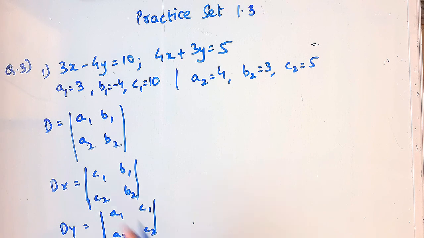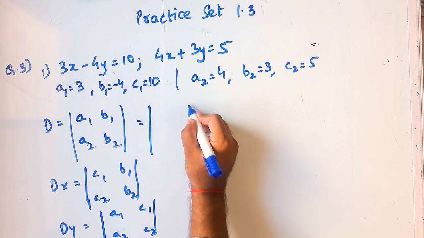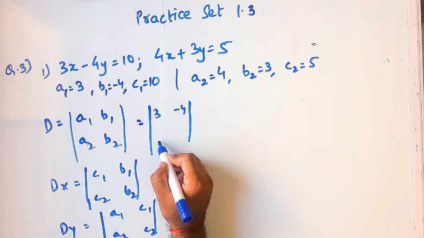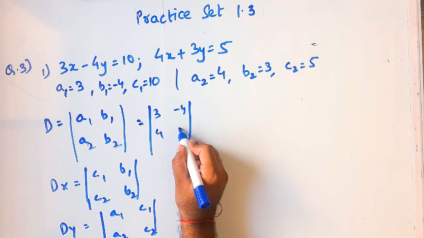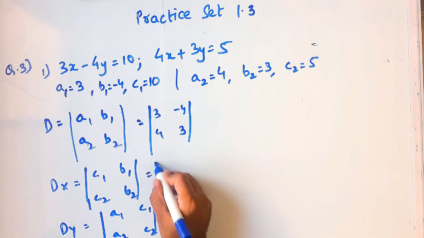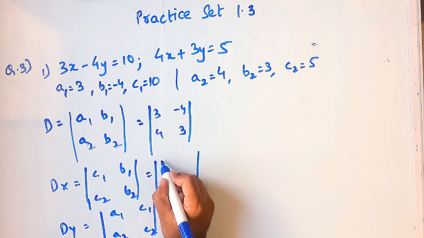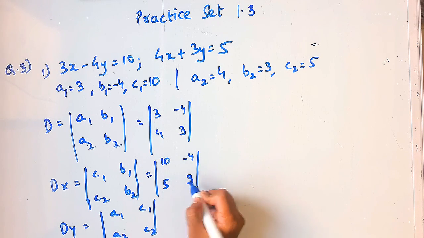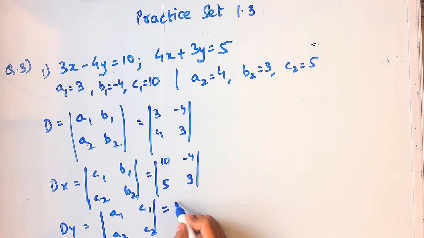Now how are we going to arrange this? This will be A1 B1, so 3 minus 4, and A2 B2 is 4 3. Let us arrange this. C1 C2 is 10 and 5, B1 B2 is minus 4 3. You can check it from here. Then dy is A1 C1. First I'll write A1 A2, this is 3 4, and C1 C2 is 10 5.